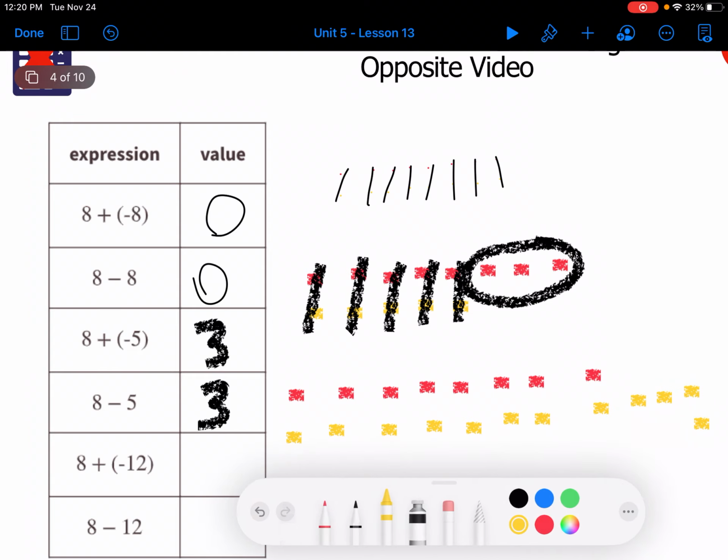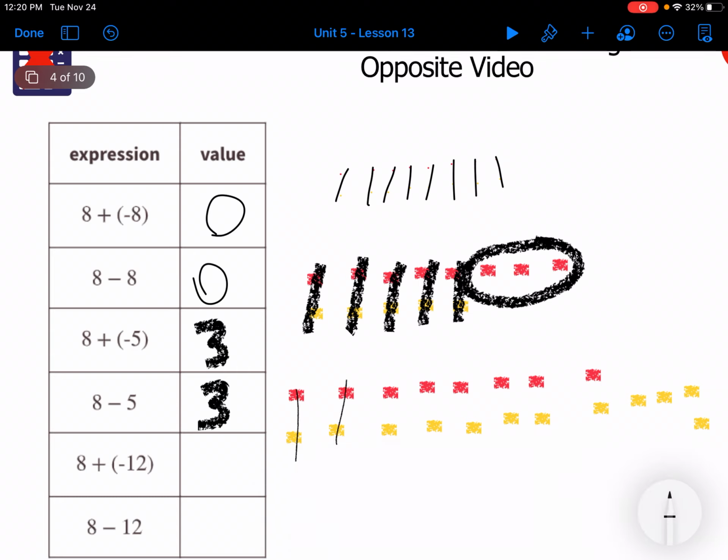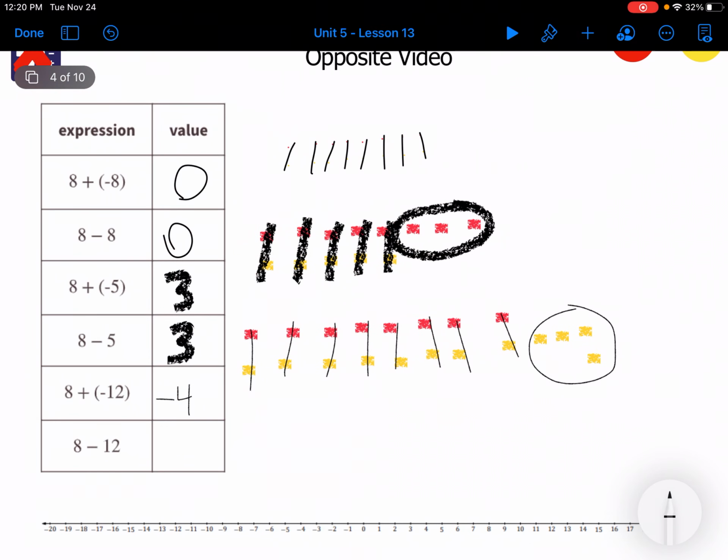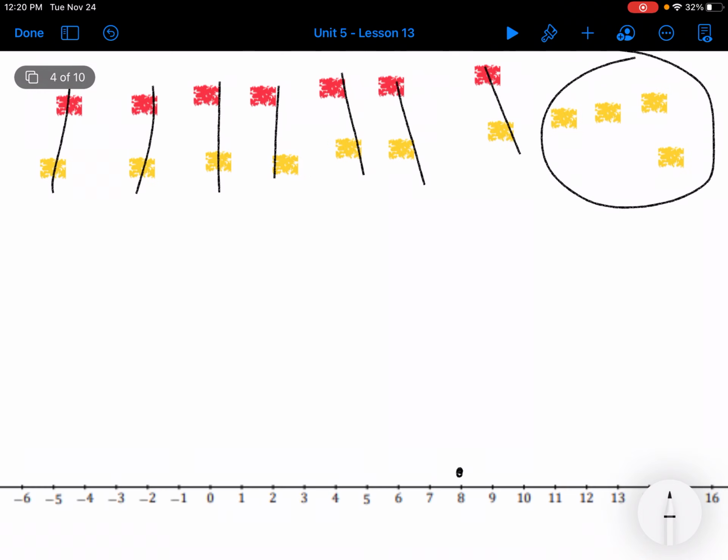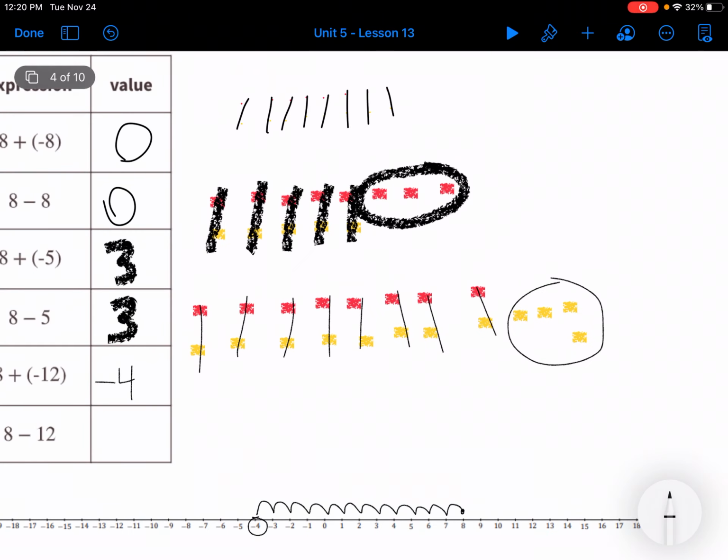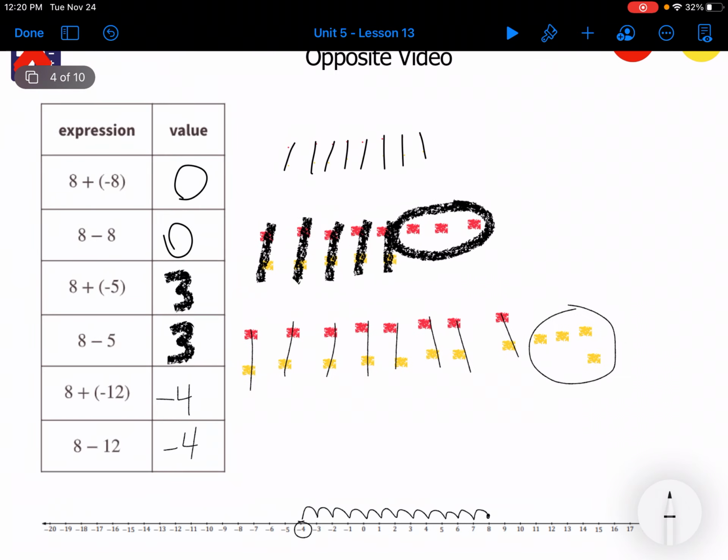So I'm going to cross out my 0 pairs. 1, 2, 3, 4, 5, 6, 7, 8, and I'm left with 4 negatives this time. So I have $8 and I take 12. So I had 8 and then I spend 12. So I'm at 8 and I subtract 12. 1, 2, 3, 4, 5, 6, 7, 8, 9, 10, 11, 12. I get -4.